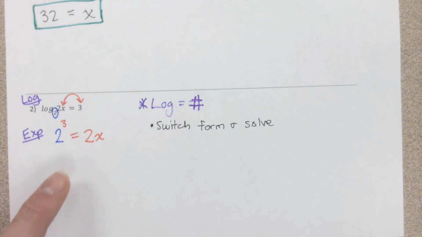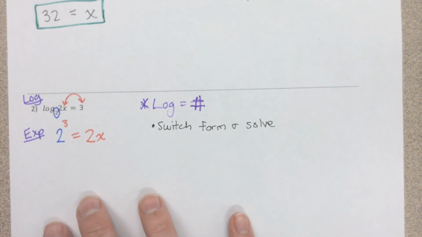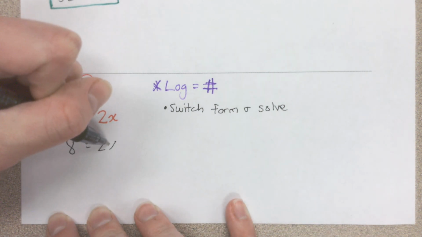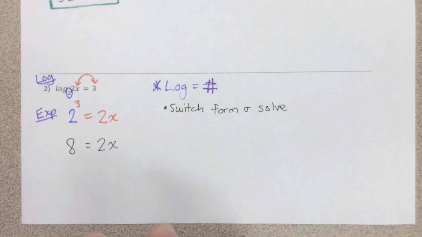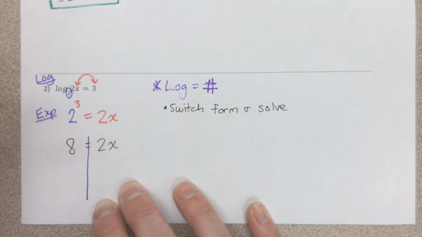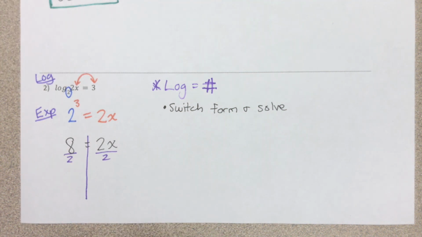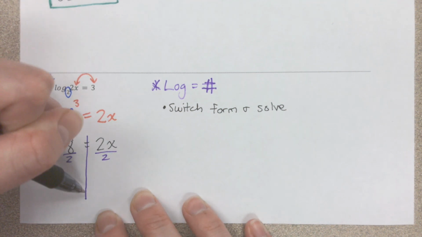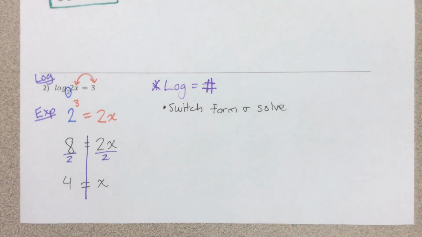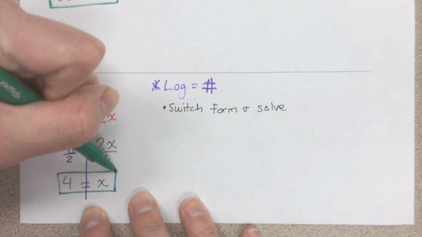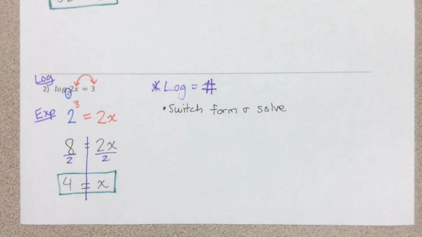Let's turn 2 cubed into what it's actually equal to. What is 2 cubed? 8. So turn it into just 8 equals 2x, and then you have an equation. Solve it. Divide both sides by 2. 8 divided by 2 is 4. X is 4. Questions on number 2?